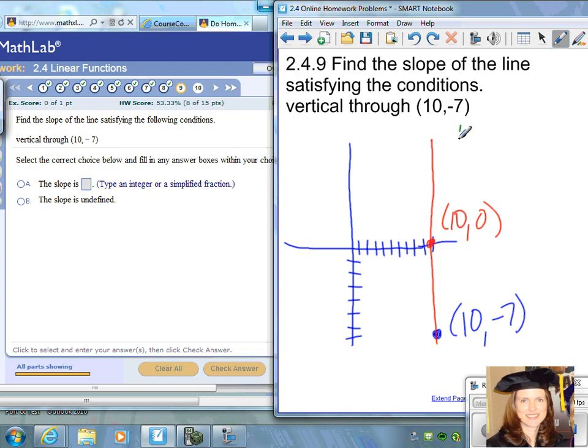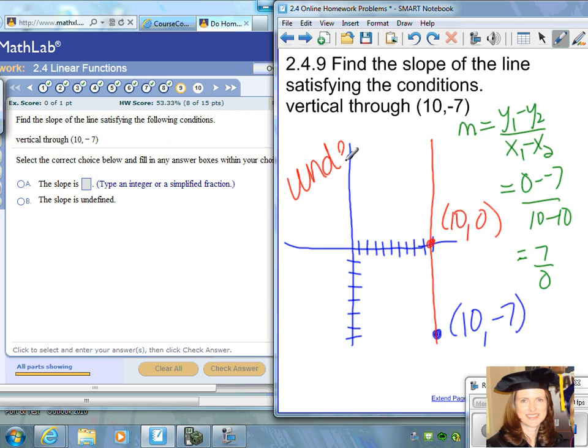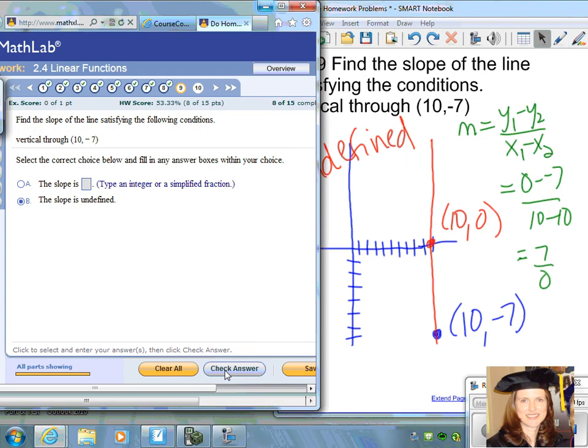And if you use the slope, which is y sub 1 minus y sub 2 over x sub 1 minus x sub 2, using those 2 points, you would get 0 minus a -7 over 10 minus 10. You would end up with 7 over 0. Oh no, you can't do that. Anytime you have a number over 0, it is undefined. So this is undefined. Anytime you have a number divided by 0, that is undefined. Let's choose B and check our answer.